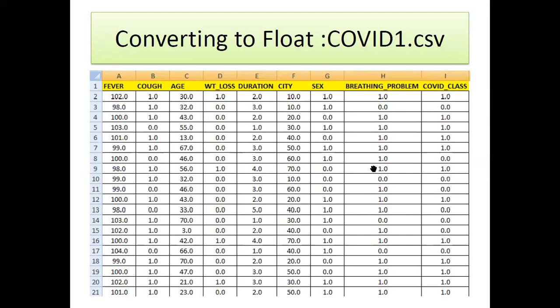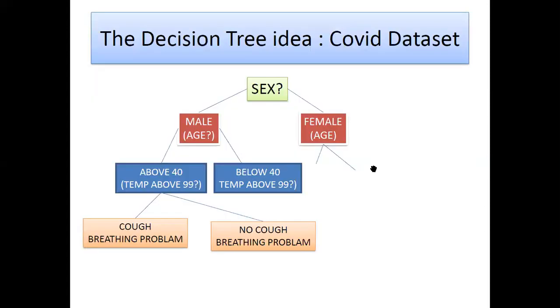We have taken randomly one idea here, that might be by male and female, and then see the age again, above or below something, and then based upon the breathing problem or something. All the layers I have not shown here because it is not a perfect tree. You can start thinking of your own tree.